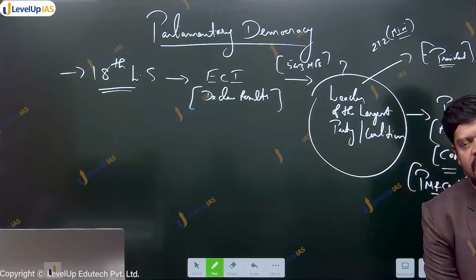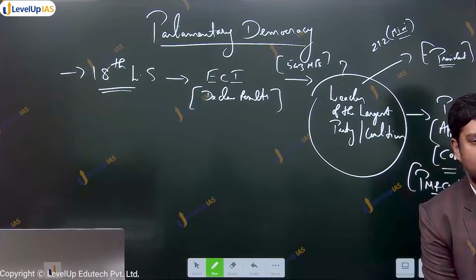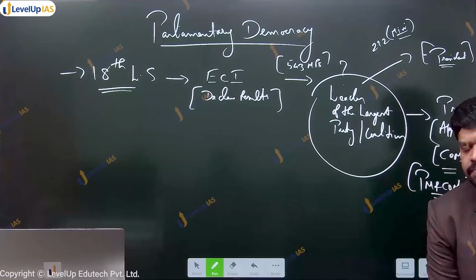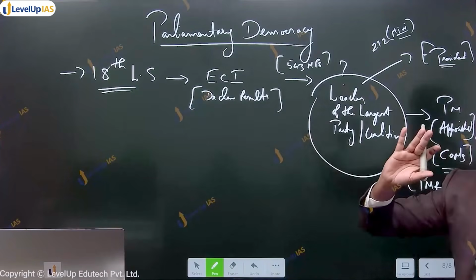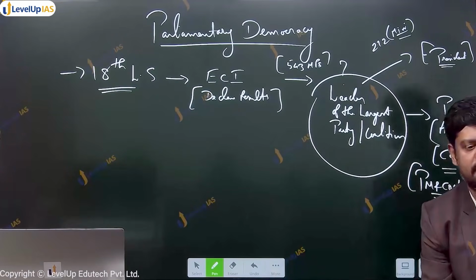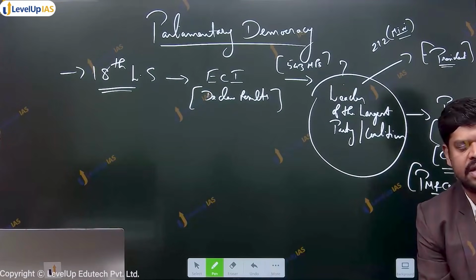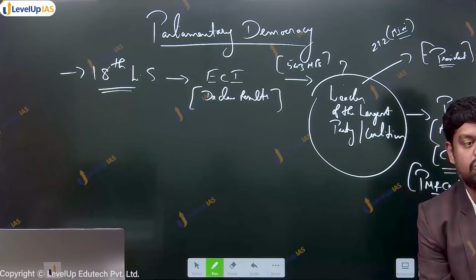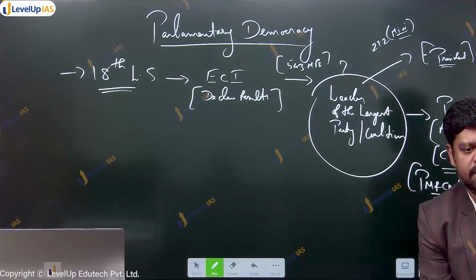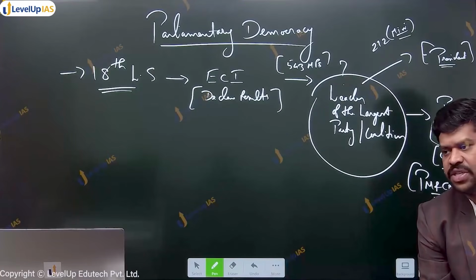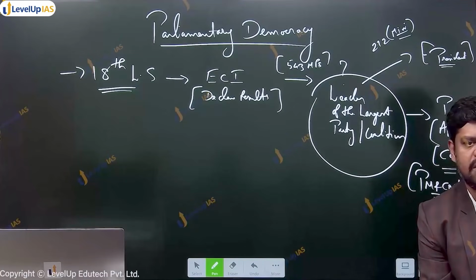And the reason they gave for why they wanted to go for parliamentary democracy rather than presidential democracy is that the presidential democracy has a lot of advantages, and one important advantage is that the presidential democracy is more stable. What do you mean by the presidential democracy being more stable? That means in a presidential democracy the government is not formed from the legislature.